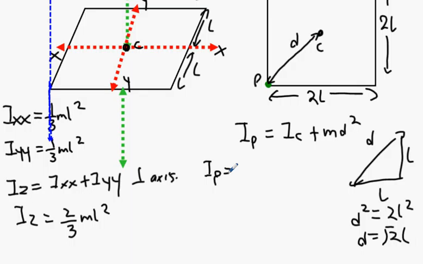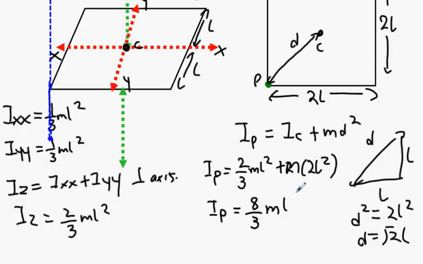What's IC again? 2/3 ml squared, yeah. MD squared, we already have it there, don't we? M times 2L squared. Multiply them and add them, and we get IP is 8 over 3 ml squared. Everybody happy enough with that?